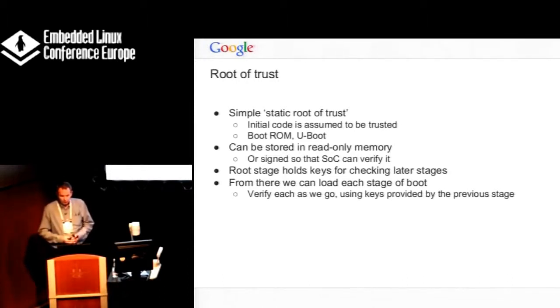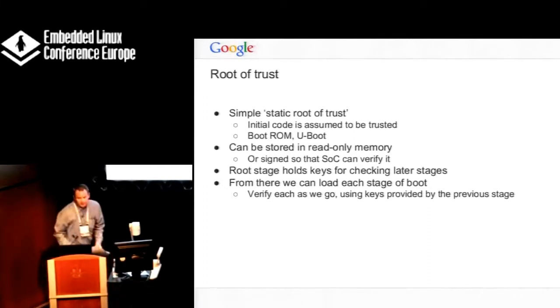That's what I call the static root of trust model. It might be the boot ROM, it might be U-boot. Now that could be stored in read-only memory. It needs to be stored somewhere that cannot change after manufacture. And it could also possibly be signed so that the SoC can verify it.